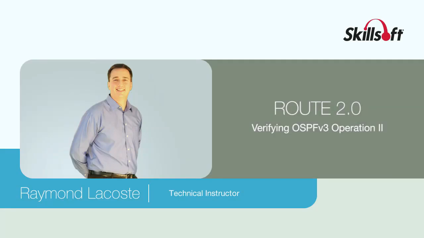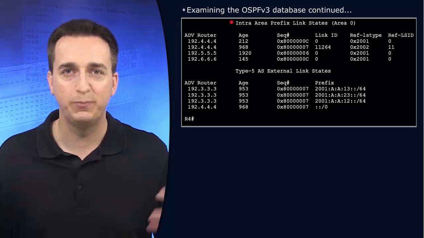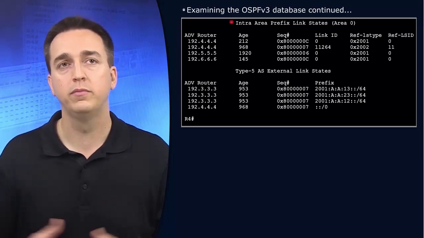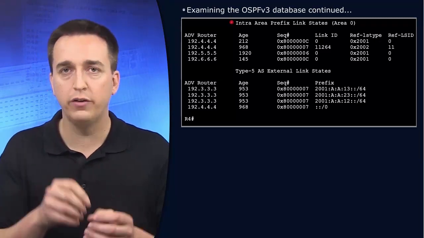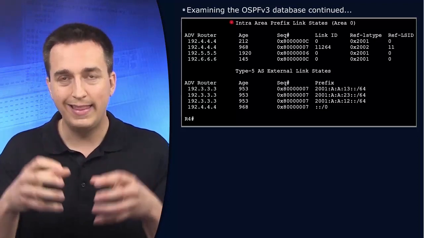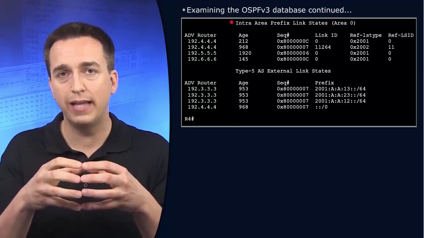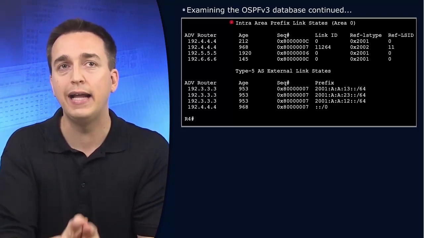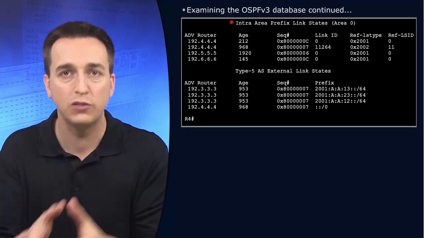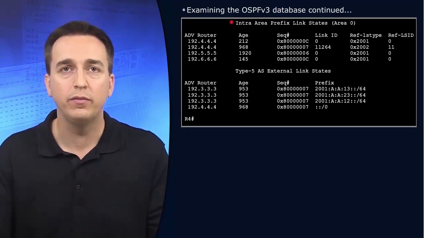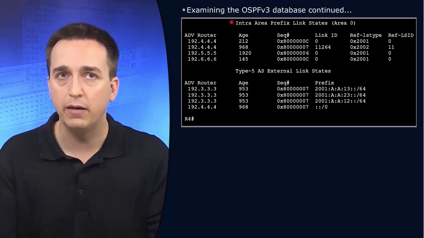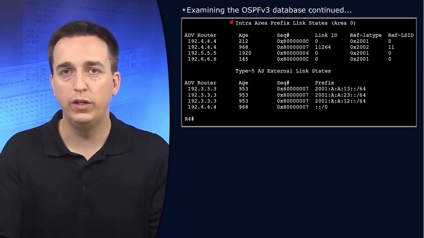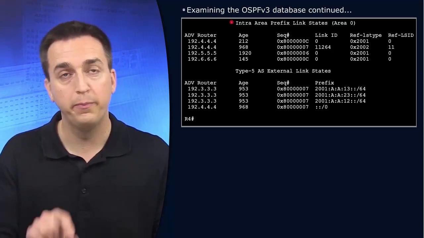We have our type 9 LSA, which describes specifically the prefixes that the routers locally know about. So you enable OSPF or OSPFv3 on an interface, and that prefix associated with that interface is injected into the link state database as what? A type 9 LSA, the intra-area prefix link state. That's what it is now. And then that information gets flooded throughout the entire area. So it's describing to all the other routers in the area the different prefixes that the router locally knows about.